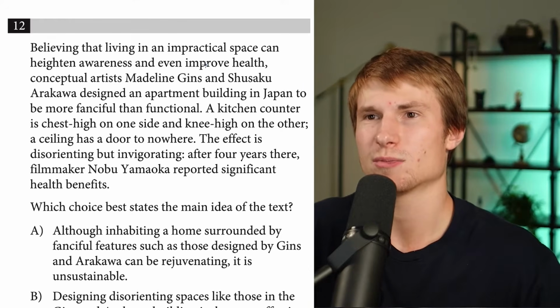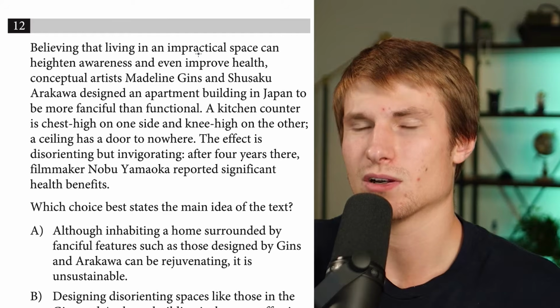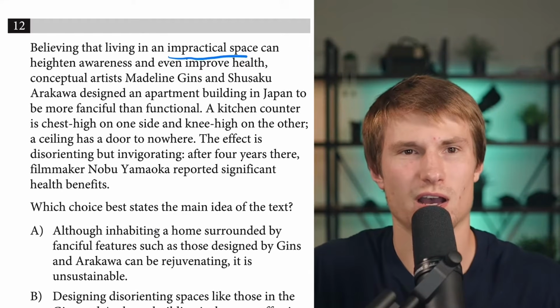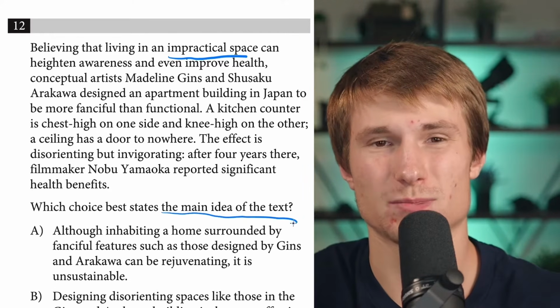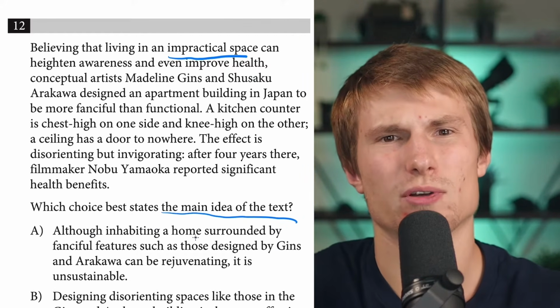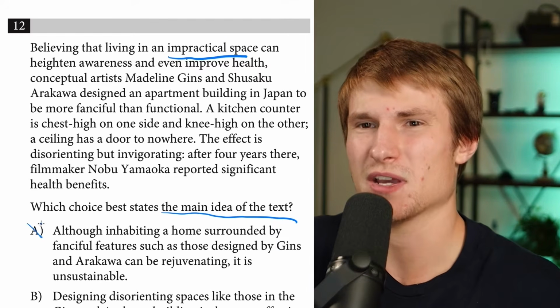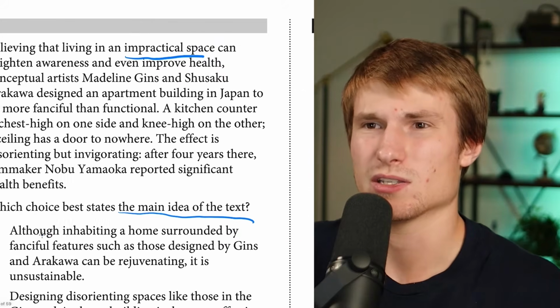All right, so ultimately, it sounds like the health benefits are going to be coming from the fact that it's an impractical space, right? Heightens awareness, improves health. We've got option A, for which choice best states the main idea of the text. Although inhabiting a home surrounded by fanciful features, such as those designed by Gins and Arakawa, can be rejuvenating, it's unsustainable. We don't ever make the claim that it is unsustainable. So we can get rid of that one there.